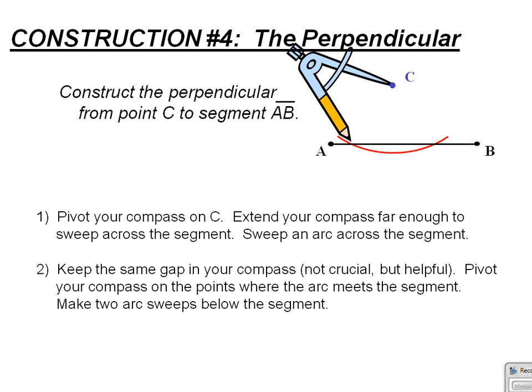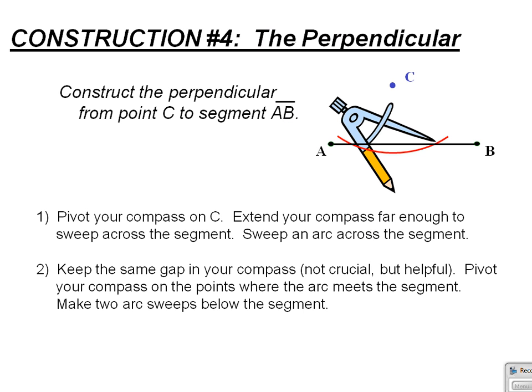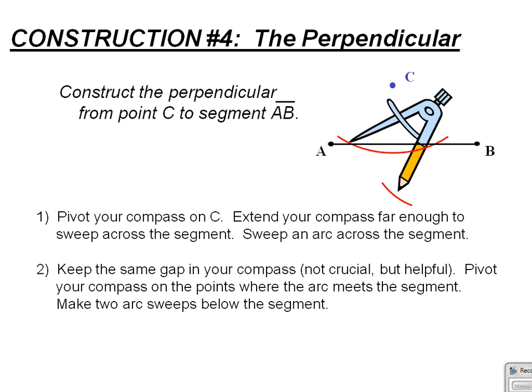Step 2, keeping the same gap in your compass. It's not necessary, but it's helpful. It's just one less thing to have to worry about. Pivot your compass on the points where our original arc meets the segment. Make 2 arc sweeps below the segment. So we'll first take our compass and pivot it on one of those points where the arc crosses the segment, make a little arc sweep below, and then on the other point where our original arc met the segment, and again, make a little arc sweep below.